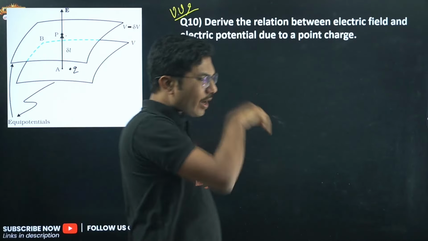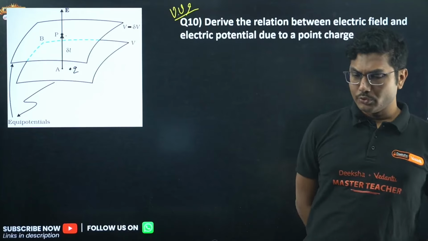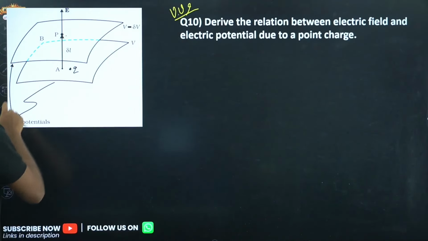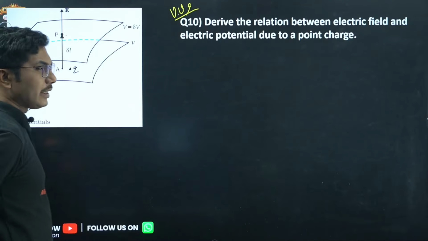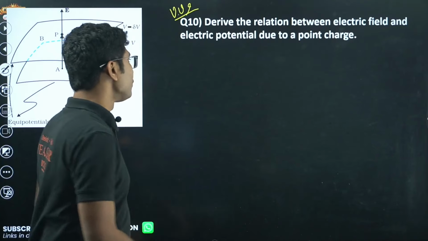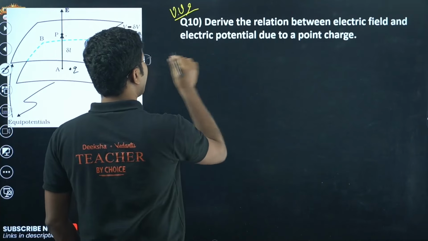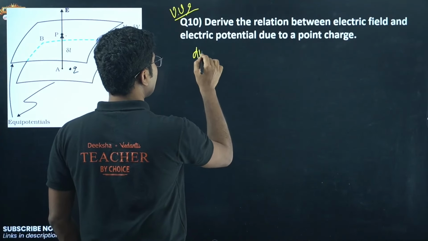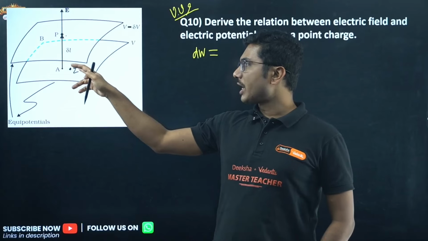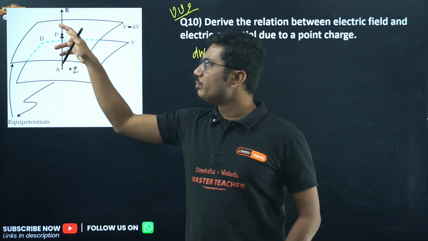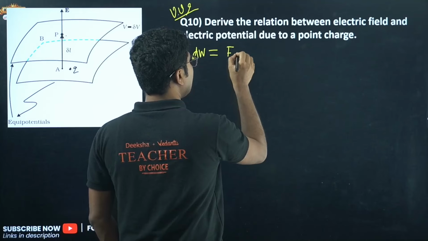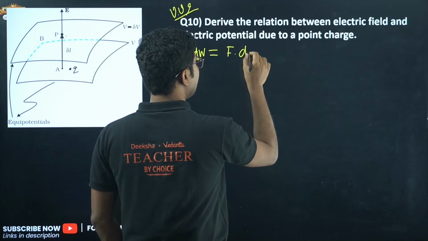Okay, so what is the work done that you have to do? The work done is basically difference in potential, right? Work done per unit charge is difference in potential. So first of all, work done to move this charge small q from A to B is given by force acting on it into the displacement, dl.